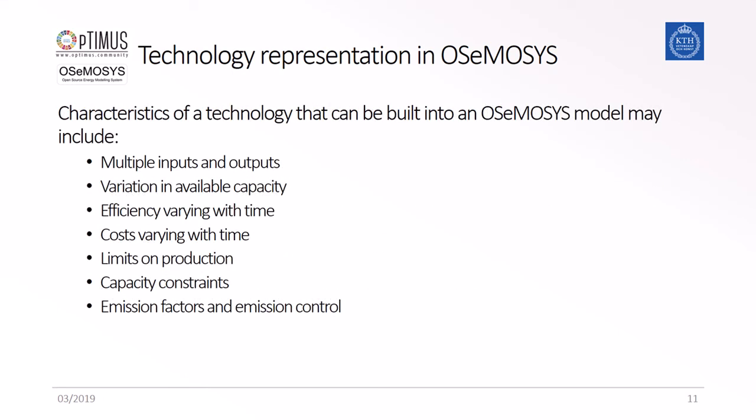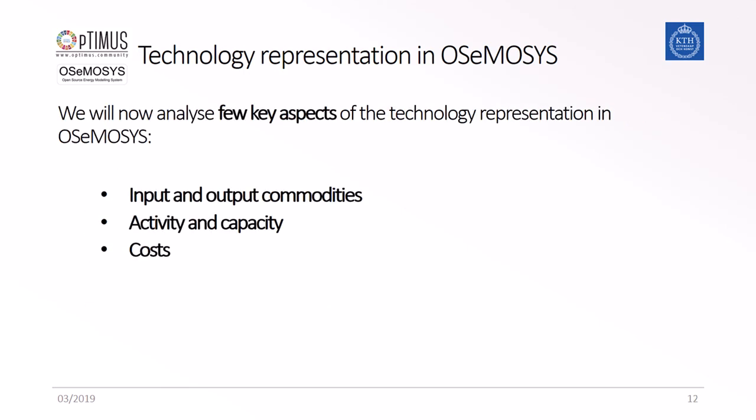Looking at the characteristics of the technology, as we have seen, a technology can have multiple input and output fuels, as we saw with the refinery, a variation of available capacity over the years, efficiency which varies over time, limitation on production, capacity constraints, emission factors, and emission limitations.